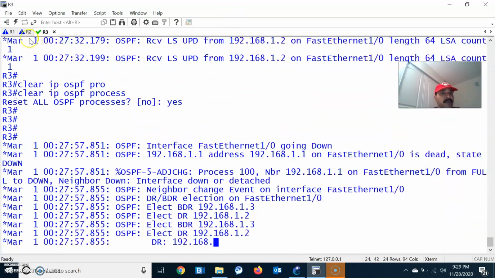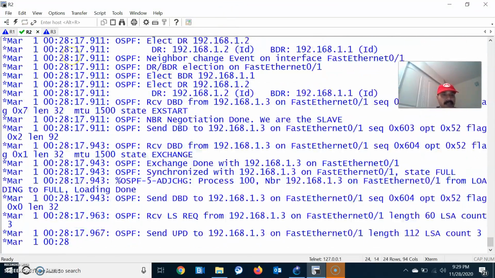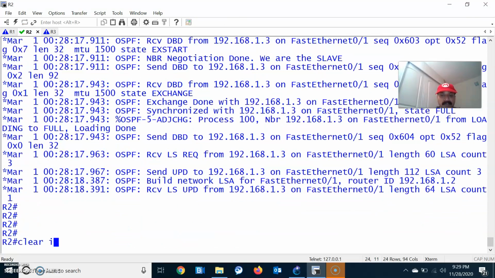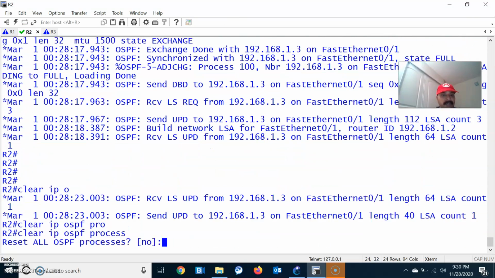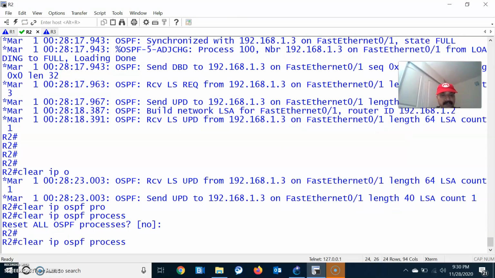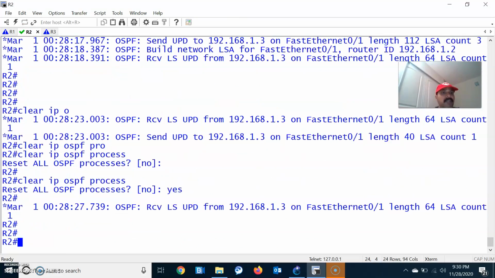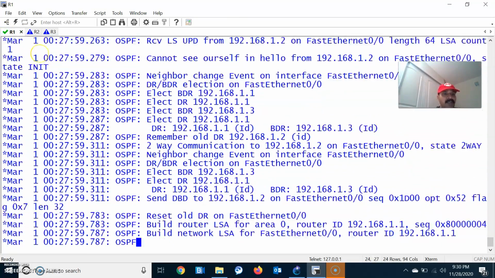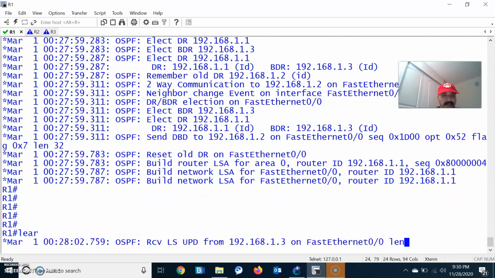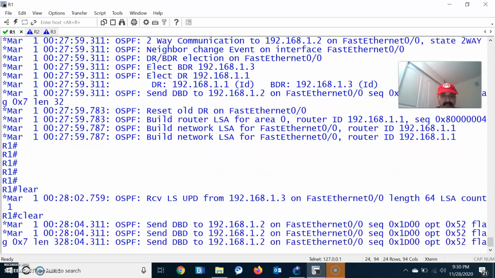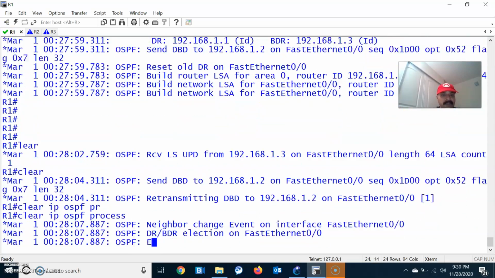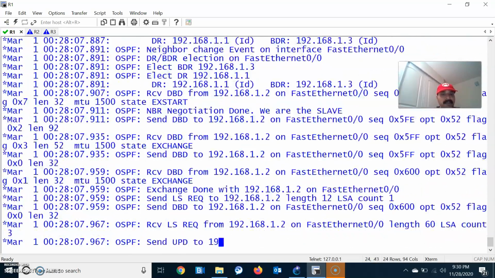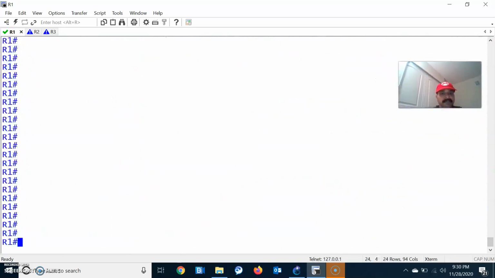In a similar way, go to R2 and do a clear IP OSPF process. Let us do yes. Similarly, go to R1 and do a clear IP OSPF process. Let us make it yes.